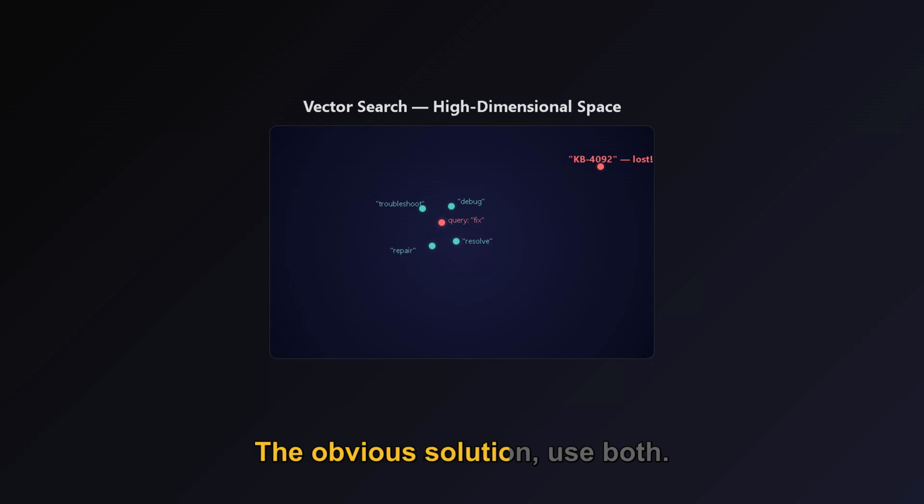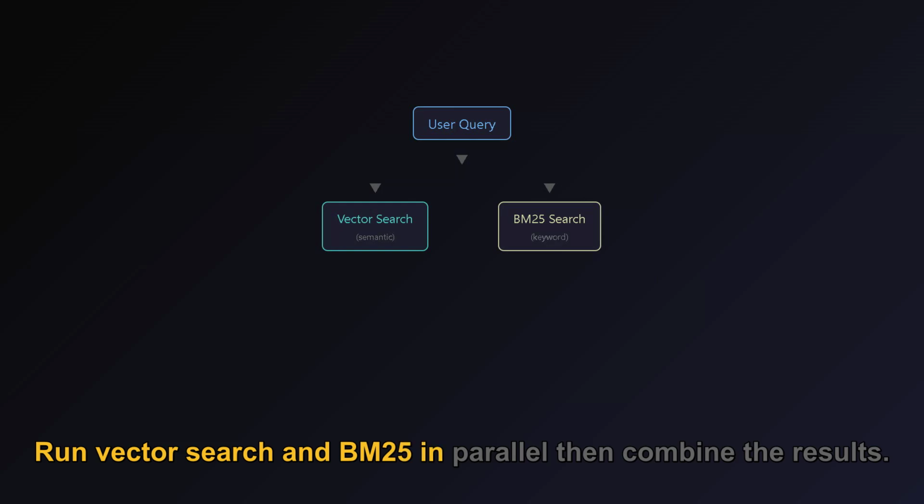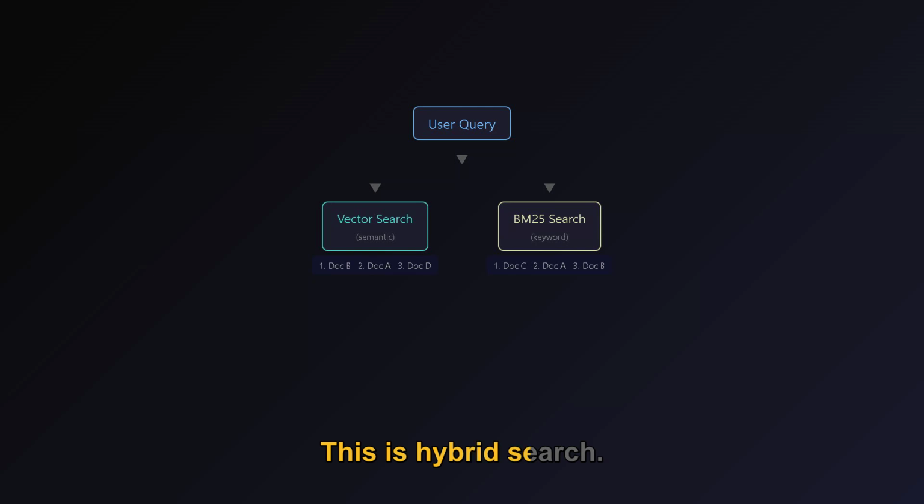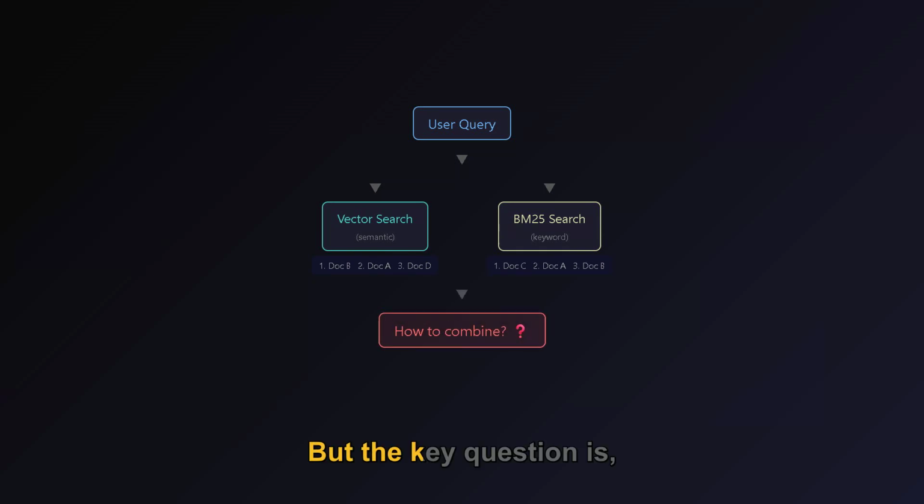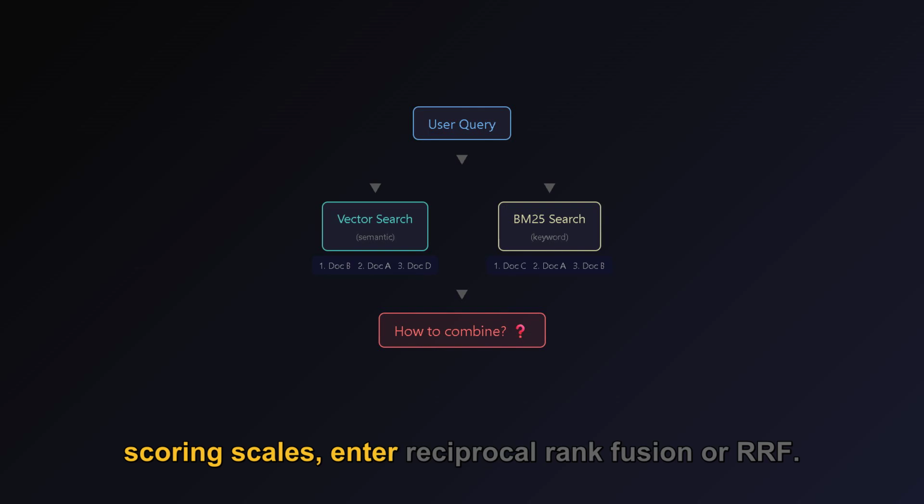The obvious solution, use both. Run vector search and BM25 in parallel, then combine the results. This is hybrid search. But the key question is, how do you merge two completely different result lists with different scoring scales? Enter Reciprocal Rank Fusion, or RRF.